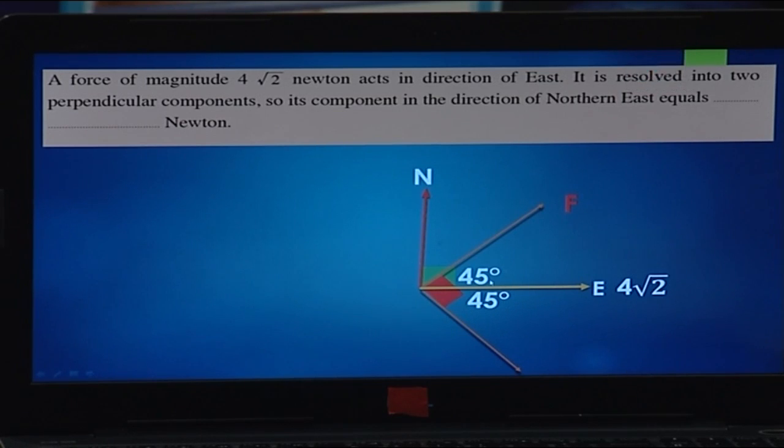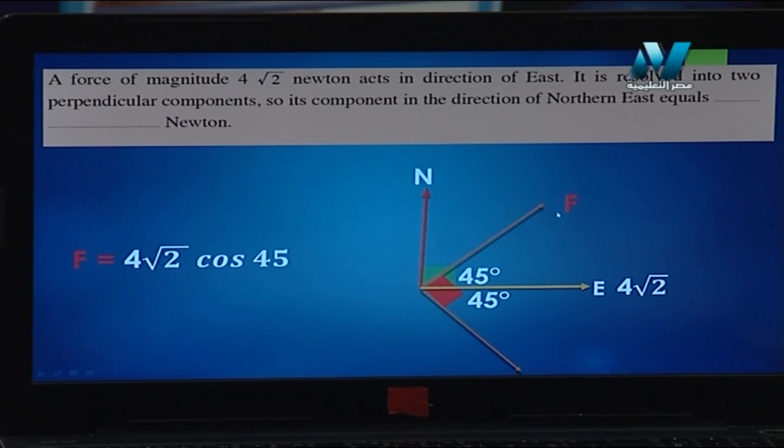because he didn't say what angle between them. When he says it is in the northeast or east-north, without mentioning an angle, it will be 45. It is in the middle here. So the angle is here 45 and 45. To find this force, F equals 4 root 2 cosine 45. This angle 45 here, 4 root 2 will be resolved into this one by taking 4 root 2 cosine 45. The answer will be 4 Newton.